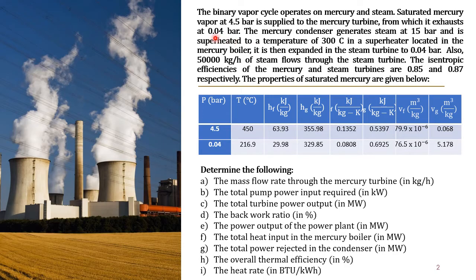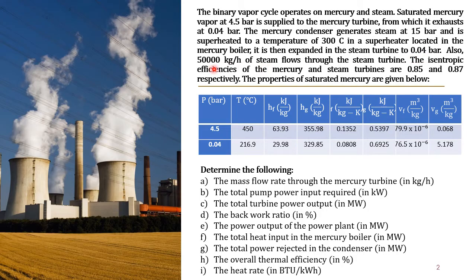Saturated mercury vapor at 4.5 bar is supplied to the mercury turbine, from which it exhausts at 0.04 bar. The mercury condenser generates steam at 15 bar and is superheated to a temperature of 300 degrees Celsius in a superheater located in the mercury boiler. It is then expanded in the steam turbine to 0.04 bar.